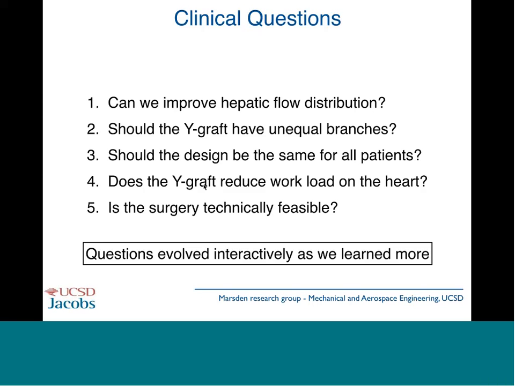The point I want to make here is that these questions evolved really interactively as we learned more, both from the clinic and from the simulation side.